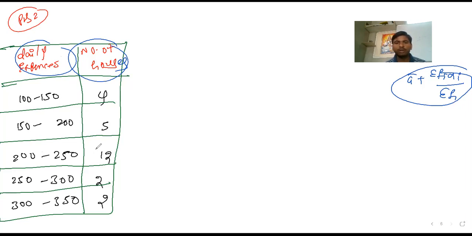We need to calculate the average expenses. So let us go for the calculation. What is the formula? x bar is a plus sigma fi di by sigma fi. First you need to calculate sigma fi. The calculation of sigma fi is very simple because you know fi. You have to sum it: 4 plus 5 is 9, 9 plus 12 is 21, 21 plus 2 is 23, 23 plus 2 is 25. So the sigma fi value is 25.